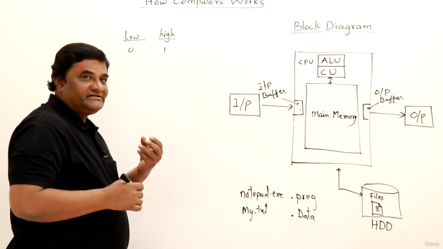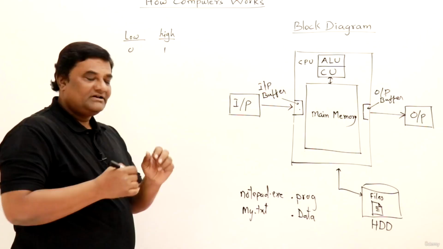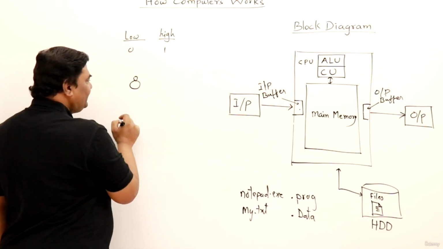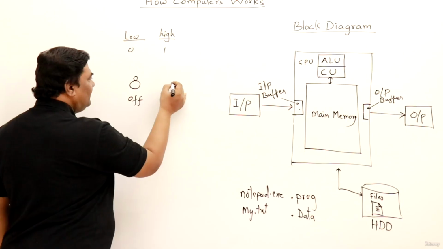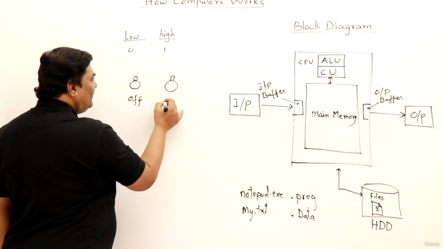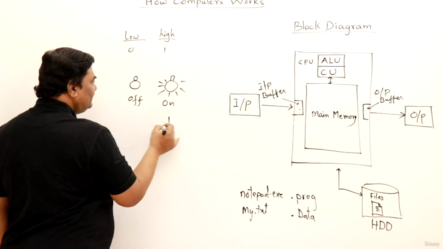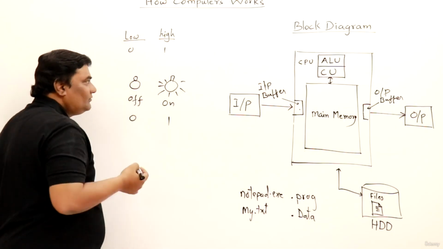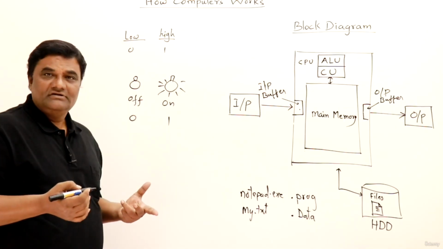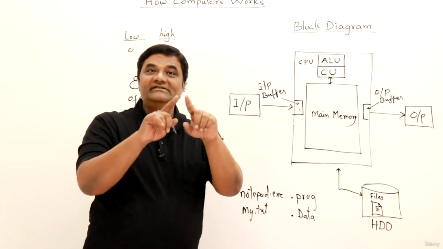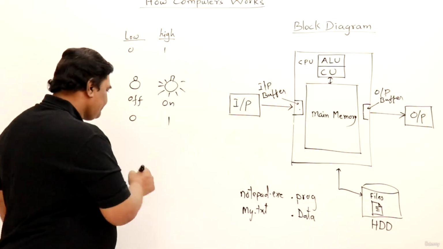It is just like if suppose you have a bulb. This is a bulb, right? This bulb can be either off or on. If it is on, then we treat it as 1. If it is off, we treat it as 0. That's all.